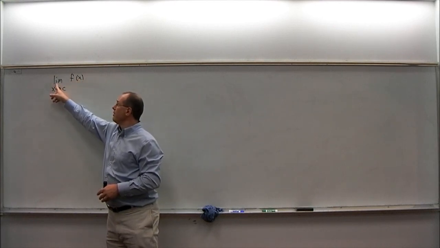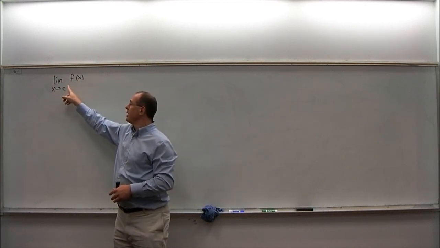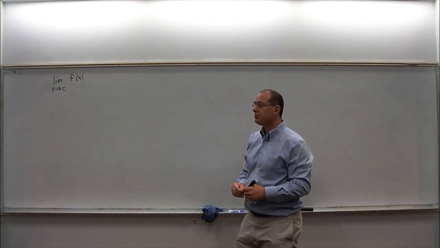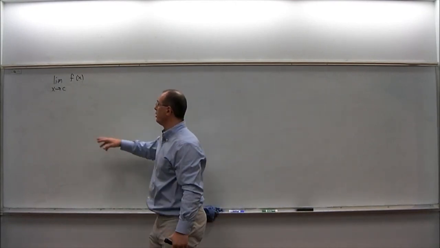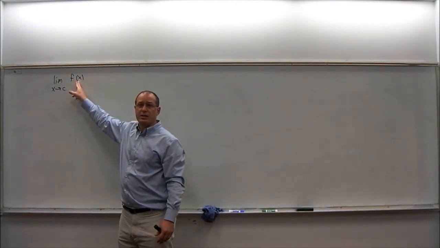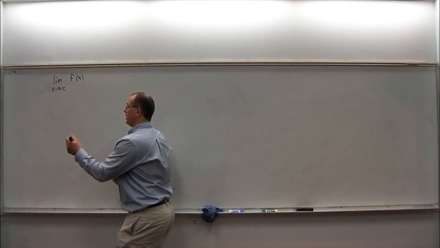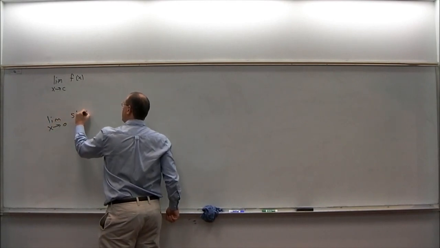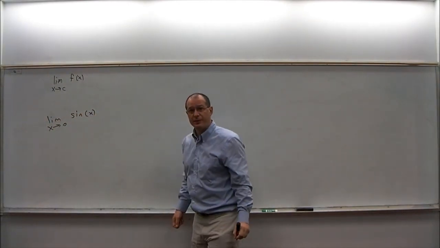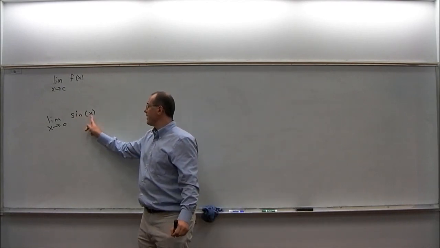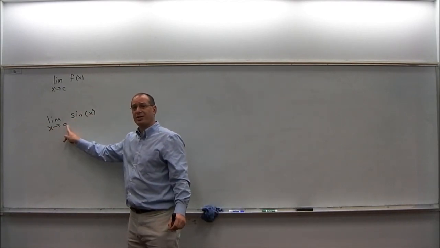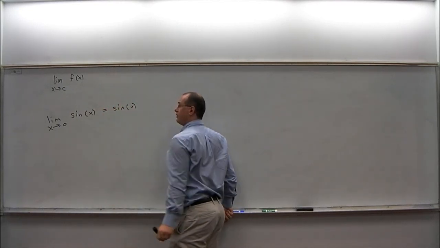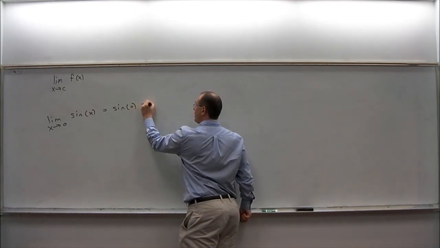So we want to know the limit. What is f of x approaching as x approaches c? And so the first simple question is, well, why not just plug in c? So if you want to know, for example, the limit as x approaches 0 of the sine of x, what's happening to the sine of x as x is closer and closer to 0? Well, why not just say sine of 0? And the sine of 0 is 0.